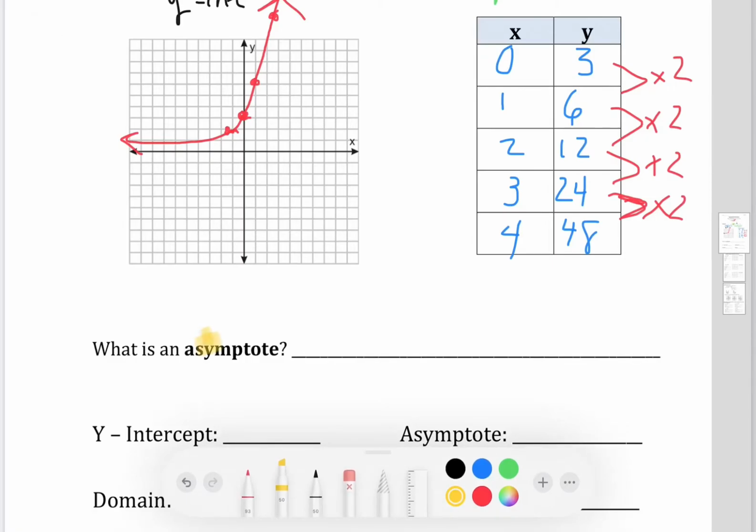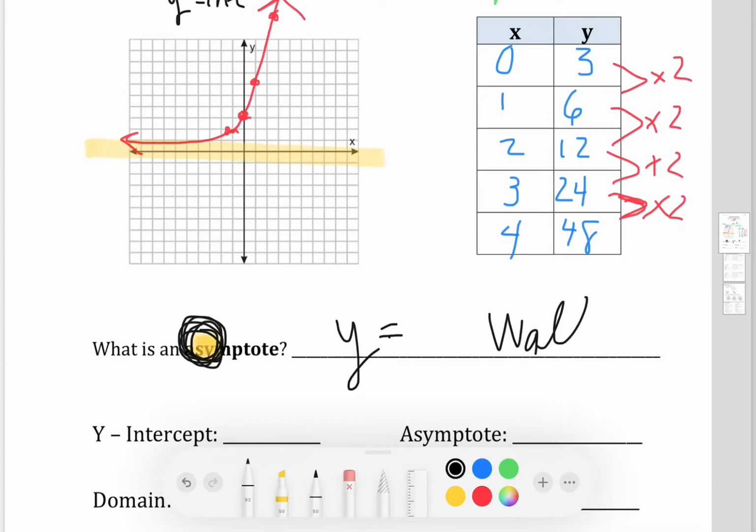Asymptote was on your practice STAAR test, and many of you were like, what in the world is that? So the word asymptote in Algebra 1, there's a y in it, so I'm going to write y equals. In this course, the asymptote is always going to be this line right here. What an asymptote is, it's a wall that my graph cannot pass. So that's what it means to be an asymptote.